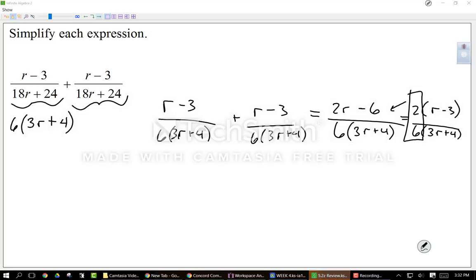My monomials can simplify. Divide them by 2. That gives me a 3. So my answer is r minus 3 over 3 times 3r plus 4.